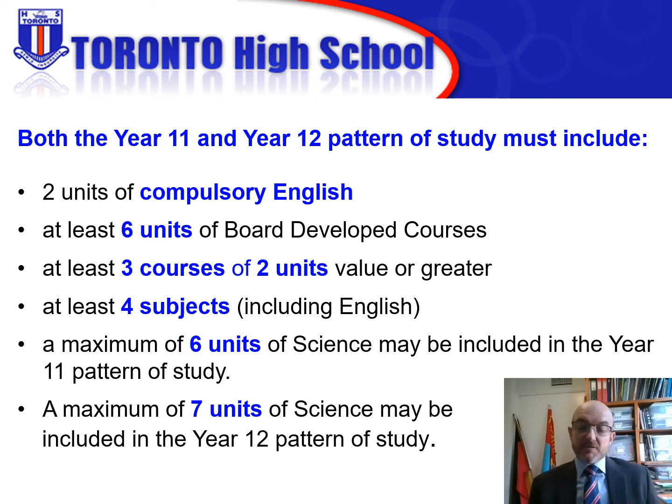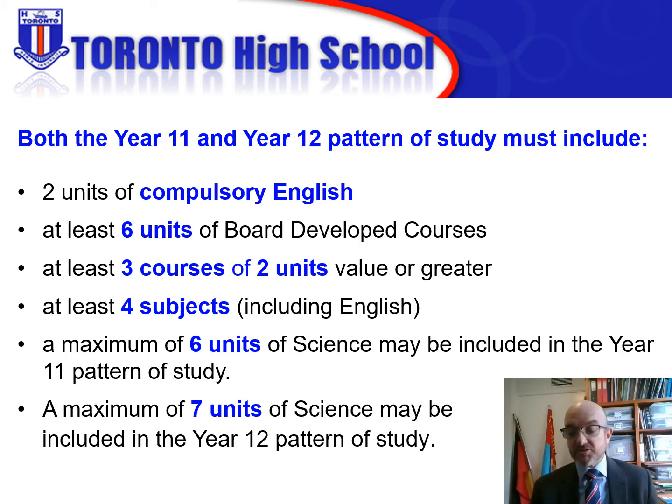There are some requirements, and this is where we work with each of the students to ensure that they are doing the correct pattern of study to achieve the credentialing that they are after at the end of year 12. So for both year 11 and year 12, English is compulsory. There is no choice around that. There is choice around the level of English course that you can do, but English is compulsory.